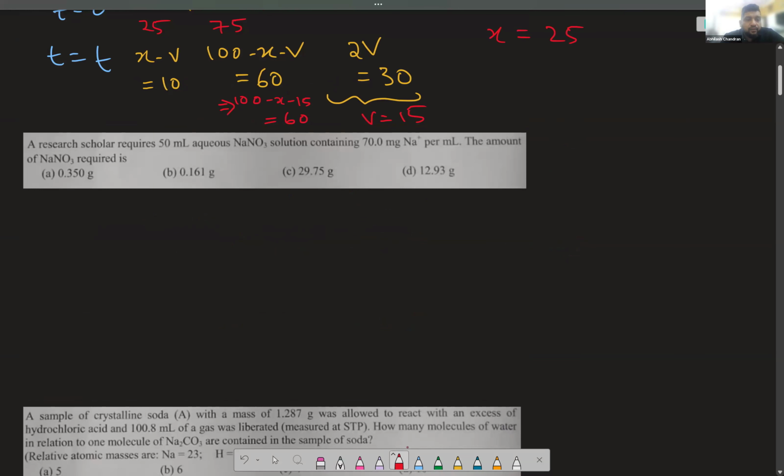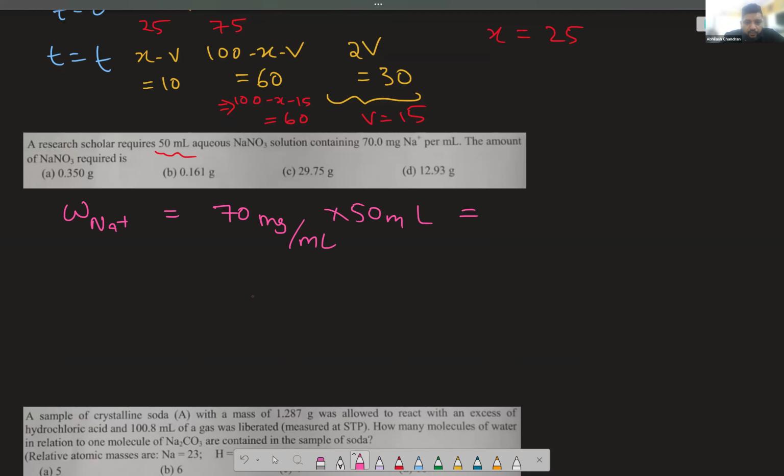A research scholar requires 50 ml of an aqueous sodium nitrate solution containing 70 milligram Na+ per ml, right? So 70 milligram per ml. And what is our volume? Total volume is 50 ml, which means that the weight of Na+ is going to be equal to 70 milligram per ml into 50 ml, which is going to be equal to 3500 milligram, right? ml cancels, and we'll get 3500 milligrams, which is 3.5 grams.